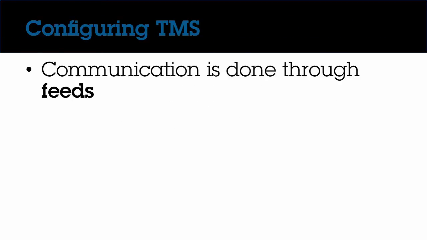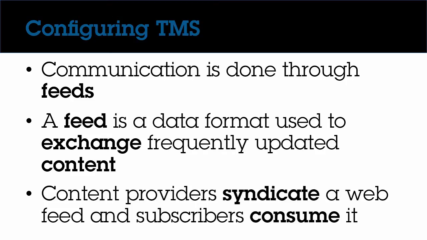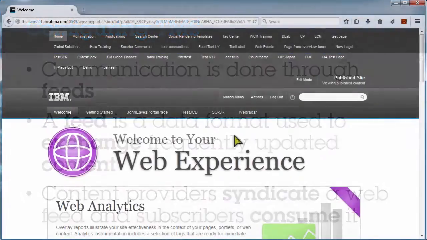WCM communicates with the translation provider through a feed. A feed is a data format used for providing users with frequently updated content. Content distributors syndicate a web feed, thereby allowing users to subscribe to it. In the TMS case, the translation provider will syndicate a feed with the content that's ready for pickup. WCM subscribes to the feed, fetching the content. This is done by using feed configurations and feed jobs. Let's take a look at how they are configured.